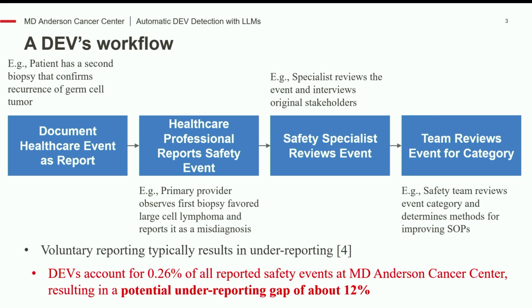This generally works okay, but as literature shows and as we know from experience, this kind of voluntary reporting workflow typically results in underreporting. There's a negative connotation associated with reporting errors in healthcare. You don't want to admit you made a mistake, or you don't really want to rat out a coworker, if you consider it ratting out. And then on top of that, we know from data at MD Anderson specifically that of all of these safety events reported, only 0.26% of them are diagnostic error events. On the previous slide, I showed that it's typically between 6 and 17%. So we know that there is a potential for an underreporting gap of 12%. We don't know for sure if that's the case, but that's what this work is trying to find out: whether that gap is real or if we're really just that good.